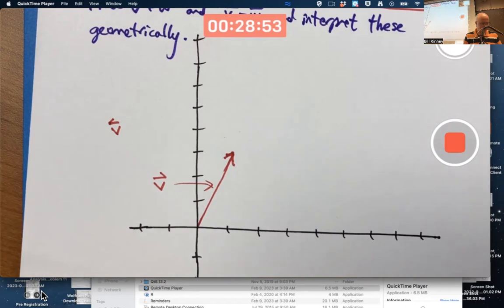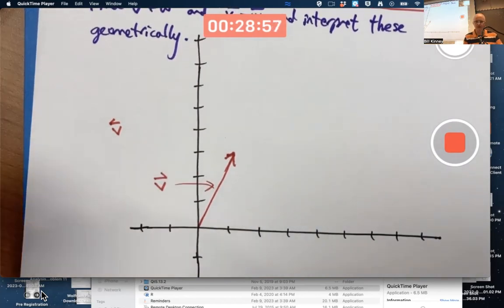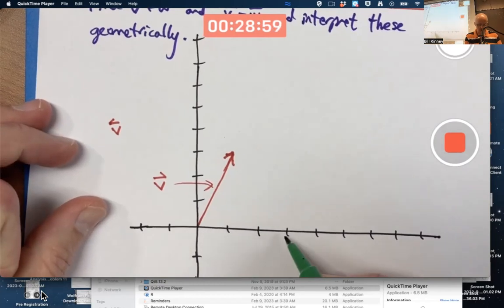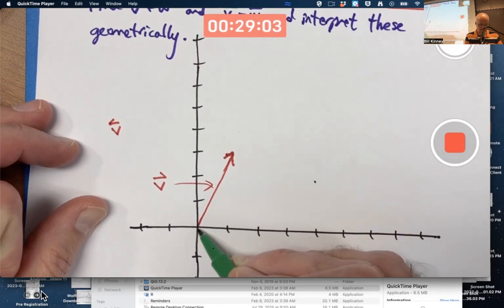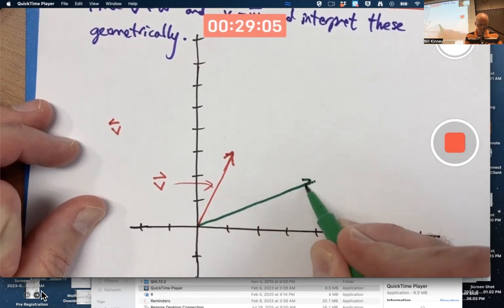w has components 4, 2. First component 4, go over 4. Second component 2, go up 2. We get to end right about there. There's w.